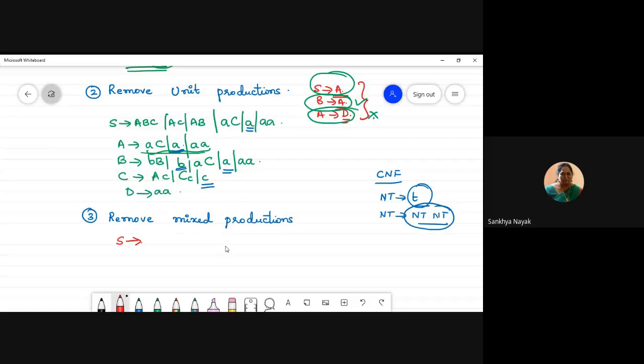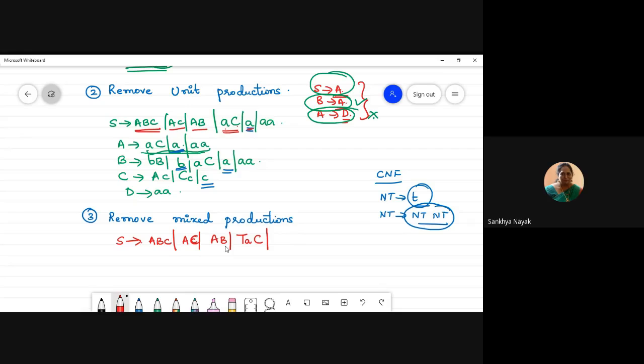Okay. I think it should be done by now. So S derives ABC. All three are non-terminal symbols. So no problem. Again AC, non-terminals, no problem. Correct? AB, both are non-terminals, no problem. But here you see small a and capital C. So small a will be replaced by some symbol. Let us call it TA. Okay? And C will remain as it is.